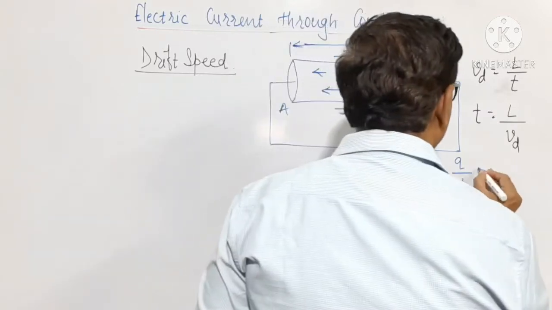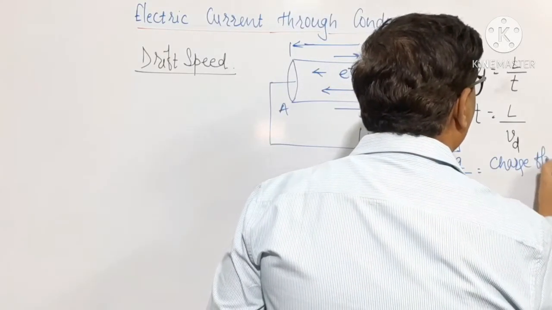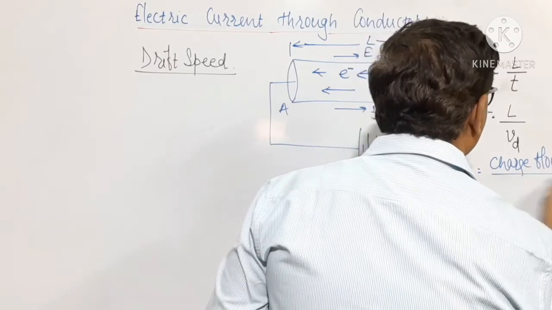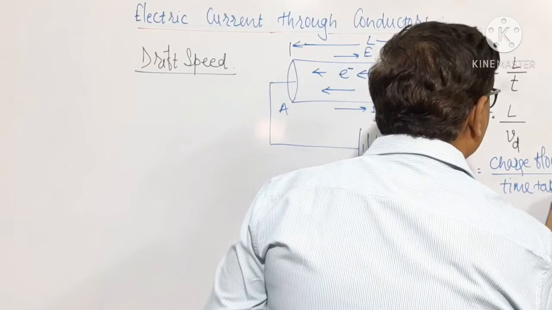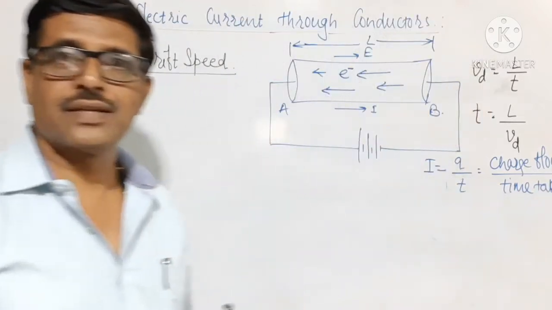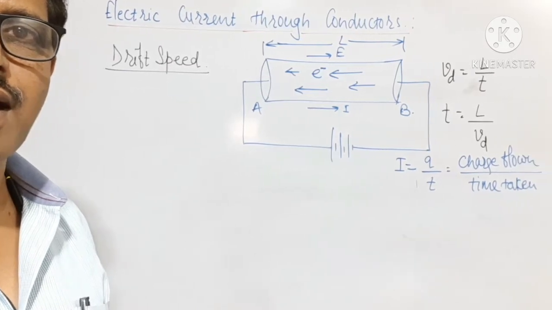That is, Q is the charge flown divided by the time taken. The current in the conductor is the rate of flow of charge, that is, charge flown divided by the time taken.